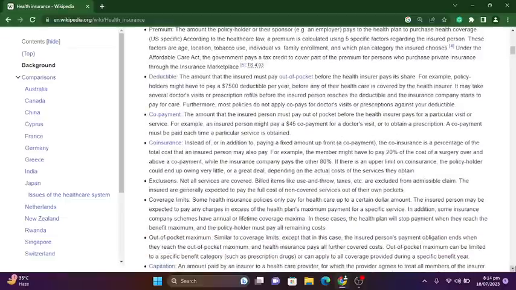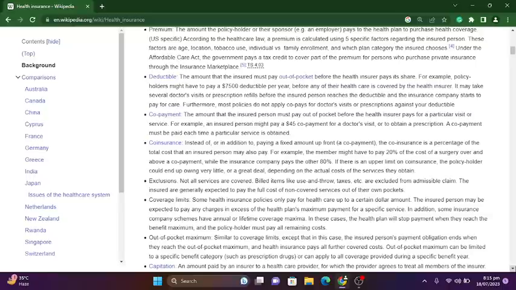Exclusions: not all services are covered. Items like use-and-throw products, taxes, etc. are excluded from admissible claims, and the insured are generally expected to pay the full cost of non-covered services out of their own pocket. Coverage limits: some health insurance policies only pay for health care up to a certain dollar amount. The insured person may be expected to pay any charges in excess of the health plan's maximum payment for a specific service. In addition, some insurance company schemes have annual or lifetime coverage maxima.